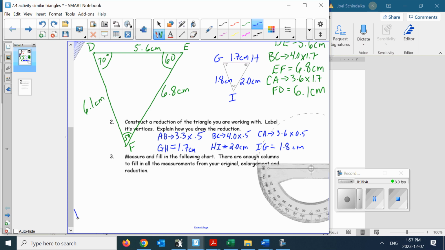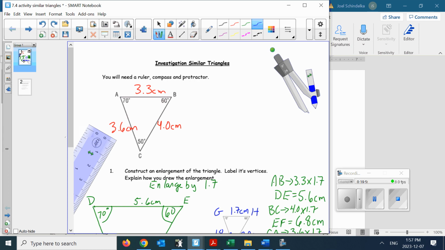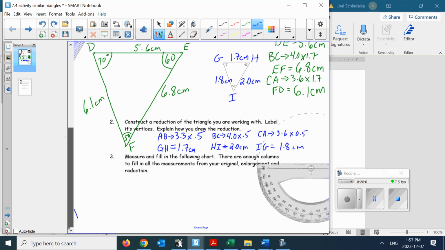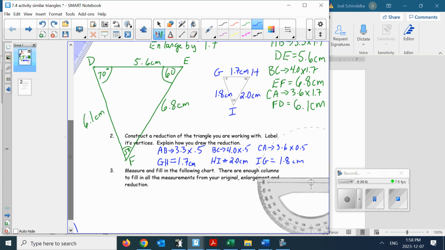Then, on the next page, now I made it easier for me and you because you'll have the same measurements. The next page has this chart, right? So what you're going to do is you're going to take that chart and fill in this information from the original, ABC, then the DEF, and then the GHI. Fill in those blanks on the chart.